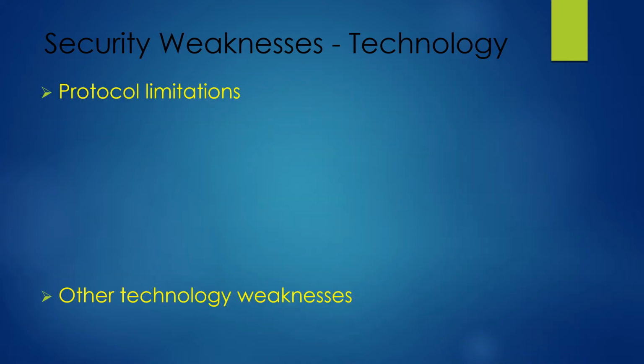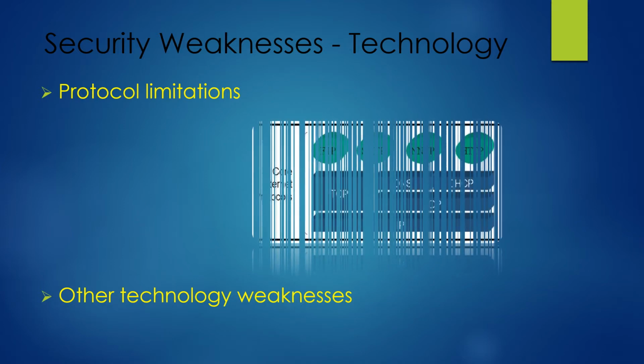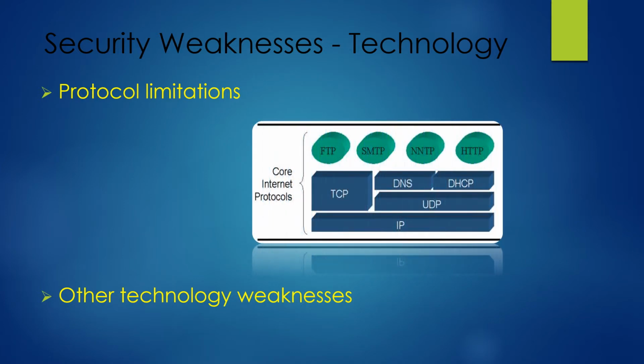TCP/IP applications and protocols, HTTP, FTP, SNMP, SMTP, TCP, IP, and DNS can be exploited due to limitations that exist in the protocols. Other technology security weaknesses include authentication weaknesses, firewall holes, not changing default passwords or lack of strong passwords requirement on network devices, and user interface weaknesses.